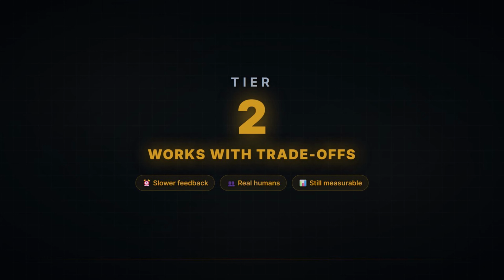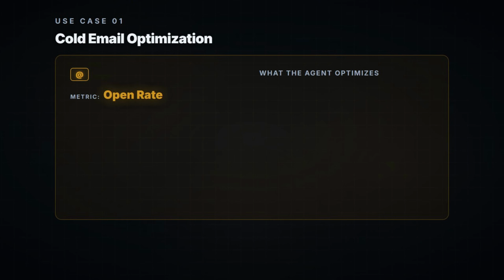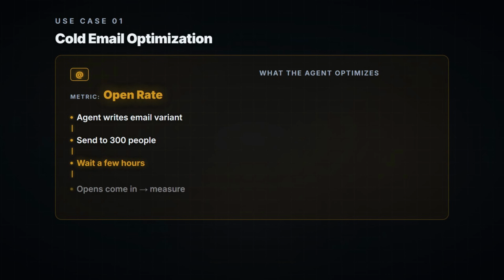This includes cold email, ad copy, YouTube titles, newsletters, product descriptions, chatbot scripts, and more. Cold email optimization is a good example. Your metric is open rate. Clear, objective, measured automatically by your email platform. The agent writes an email variant. You send it to a batch of 300 people. Wait a few hours for the opens to come and feed that result back. If it did better, keep it. If not, then try something different.